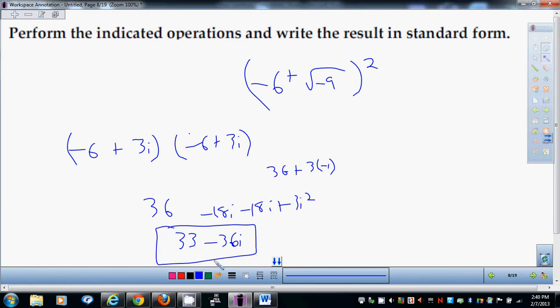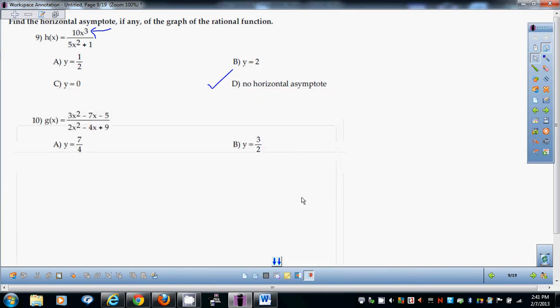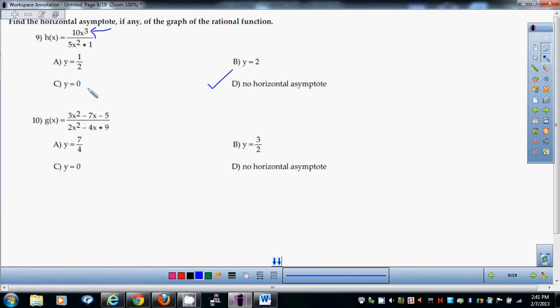Number 9, horizontal asymptote. Please consult your horizontal asymptote chart. All about where the highest exponent is. If it's in the top, then you should be looking at your chart and saying that there is no horizontal asymptote. What about like this one, where the highest power is in both the top and the bottom, in which case all you do is divide the leading coefficients. 3 divided by 2, nothing else matters, so the answer is B. Again, horizontal asymptote chart. Learn it, live it, love it.